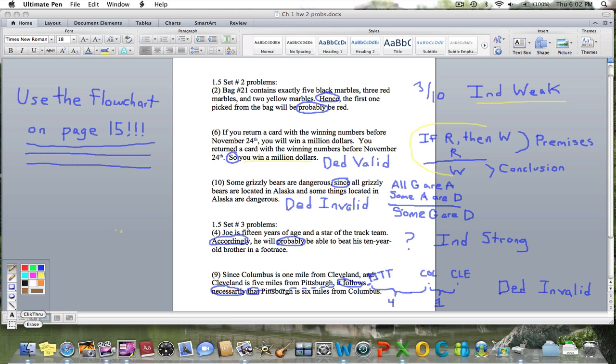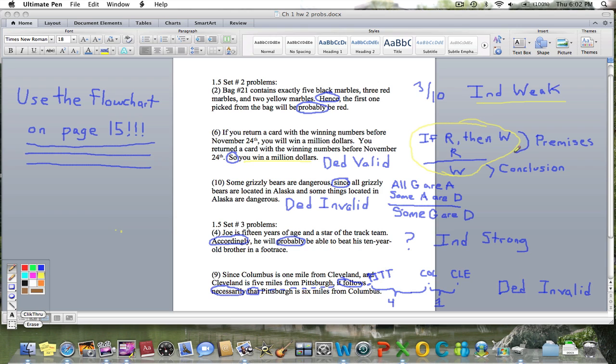If we tease out the logical form, it goes like this, with R standing for you return a card with the winning numbers before November 24th, and W standing for you will win $1 million. The 10 is not playing a role here. It typically doesn't in the stuff that I'm presenting. We have if R, then W. We have R, then we have W.